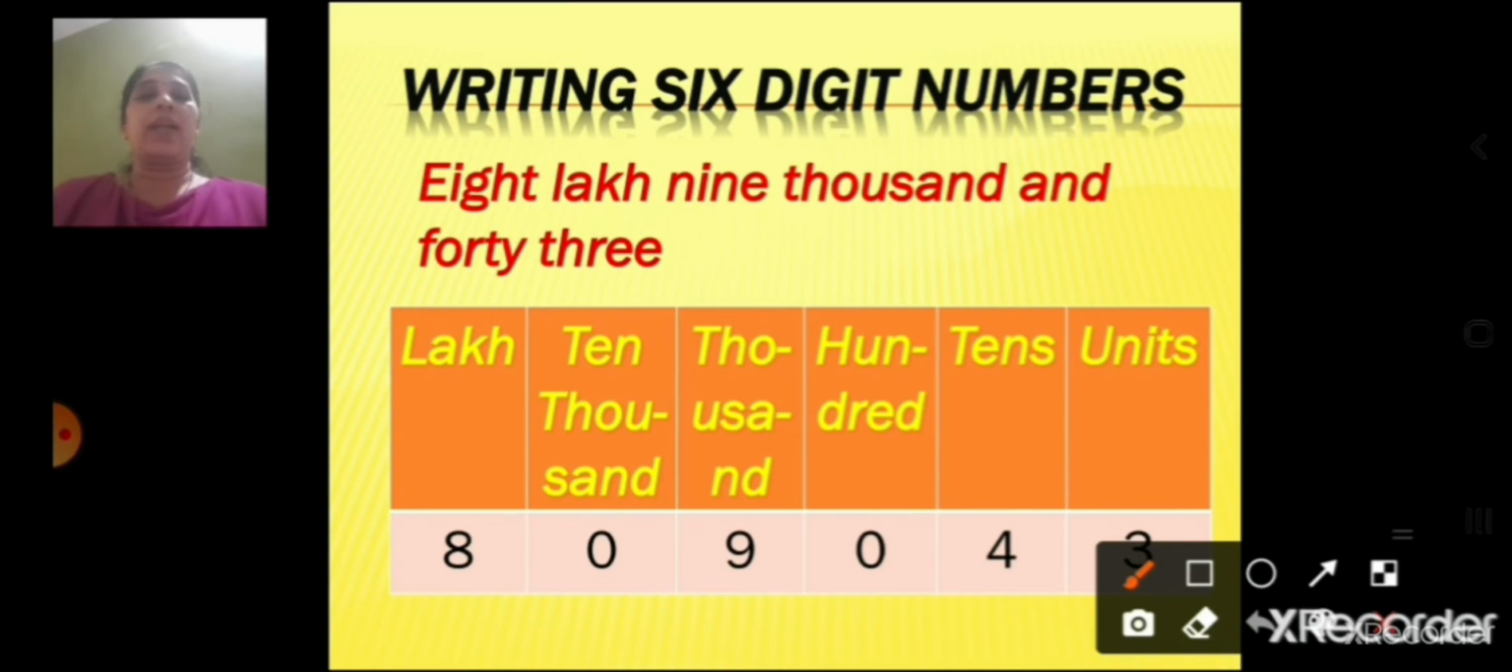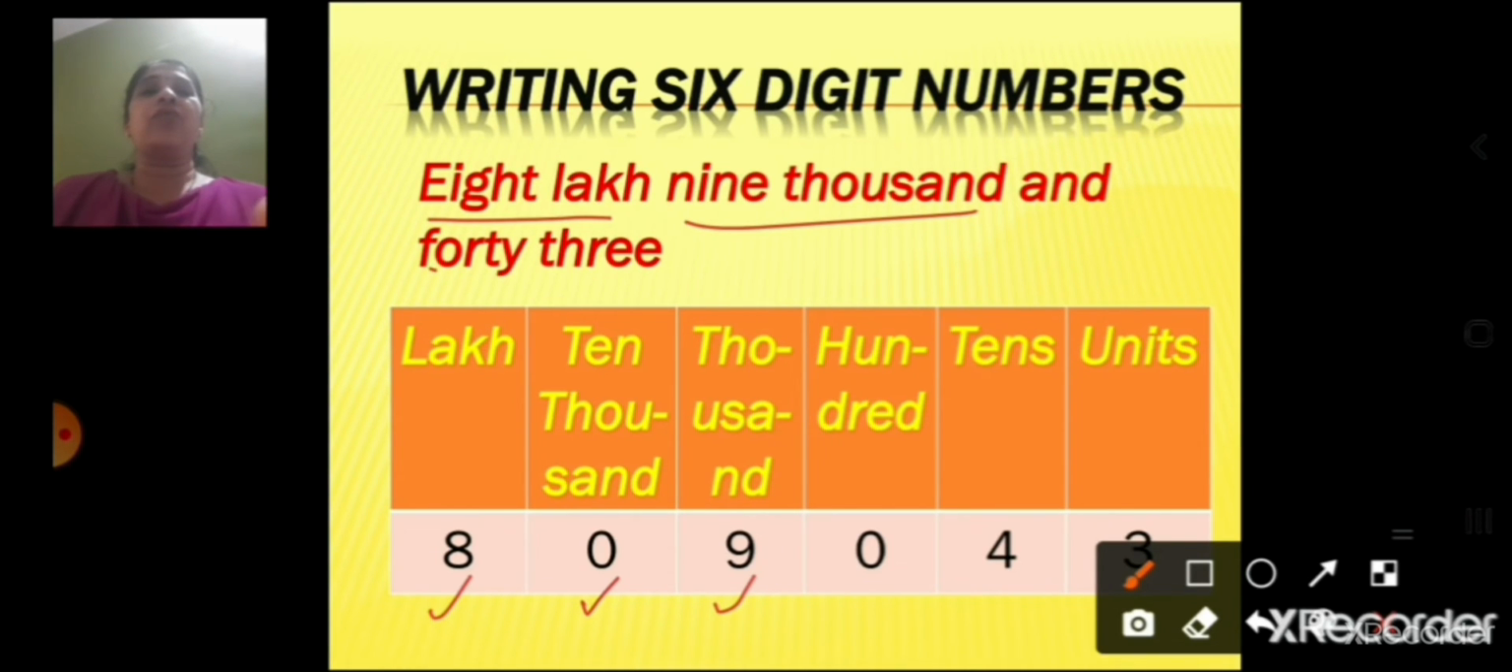8,09,043, right? So again what we will do, we will prepare a table: units, tens, 100, 1000, 10,000 and lakh. Now if you see children, what is given? 8 lakh. So in the place of lakh we have written 8. Next is 9,000. That means 10,000 will come as 0 and 9 will come in the thousands place.